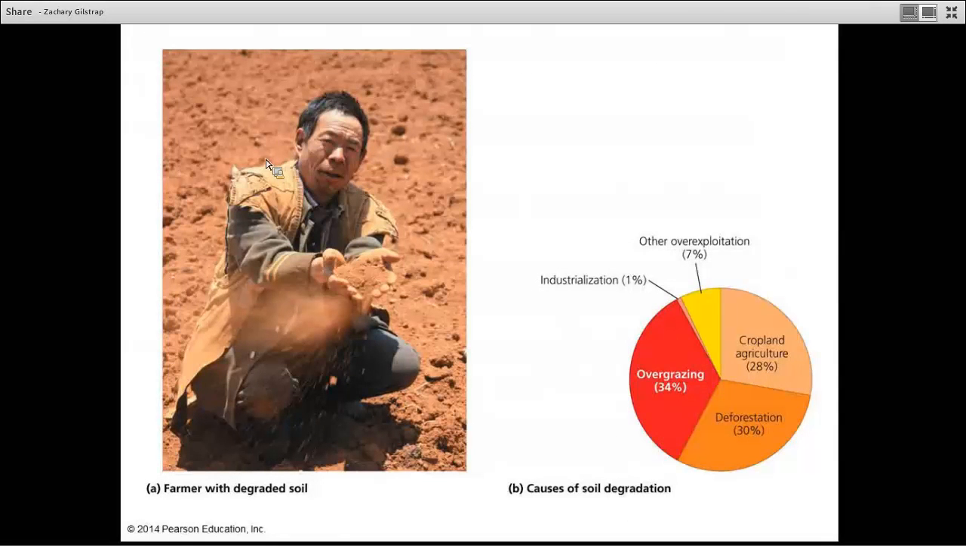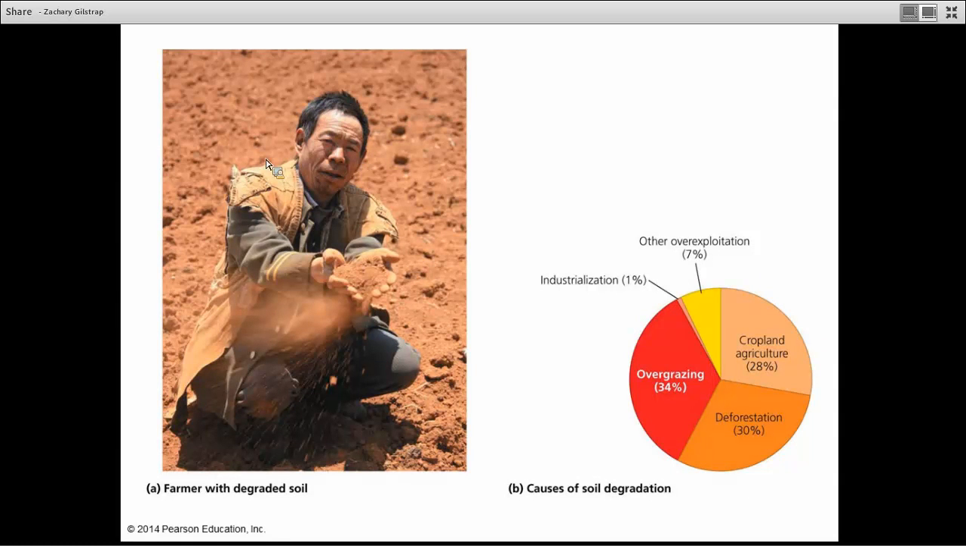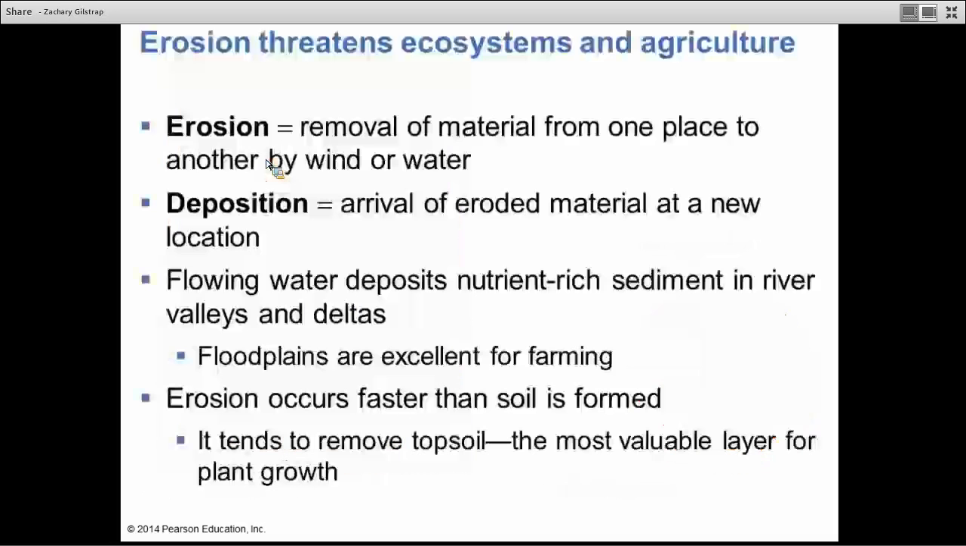I already read that one, okay. And here's what we see, a very moving picture. This farmer, his soil is completely degraded, and on the right we have a couple causes of degradation. It's a lot of overgrazing. Cutting down trees is a big one. When you cut down the trees, the water from rainfall events just washes all the soil away. Cropland agriculture is very similar to deforestation.